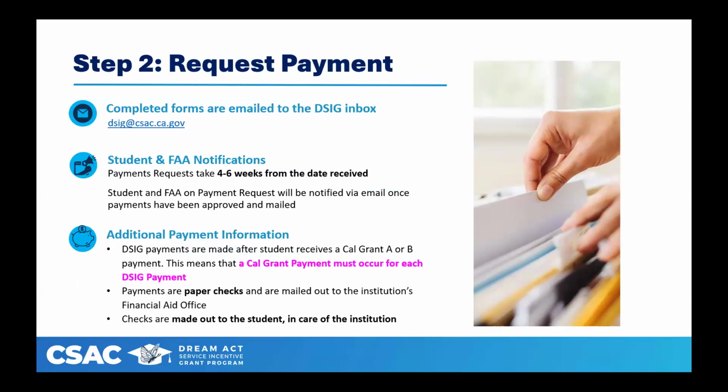The initial DSIG payment will occur after the student receives at least one Cal Grant A or B payment. So this means that a Cal Grant payment must occur for each DSIG check. In other words, students must receive the Cal Grant payment for every term that they participate in DSIG.